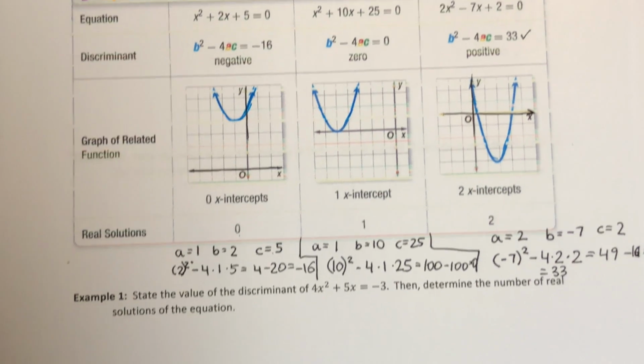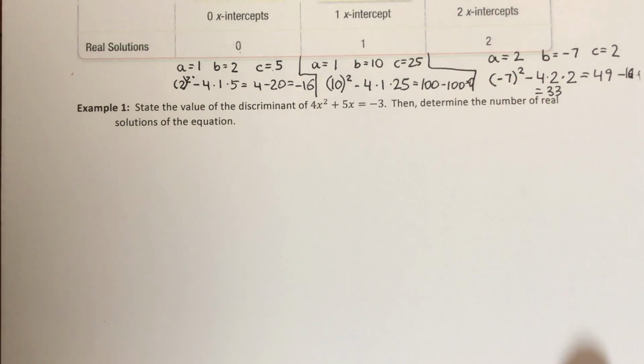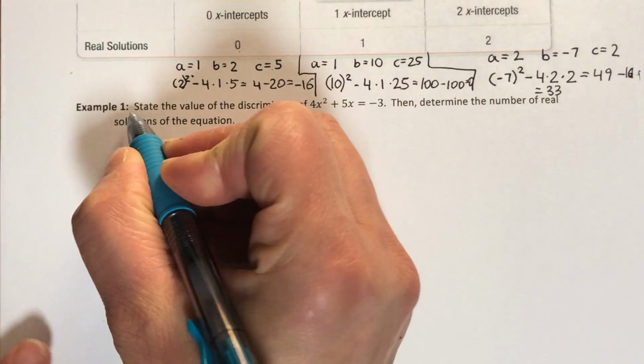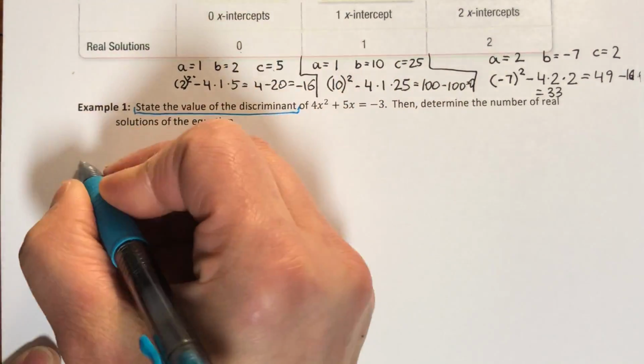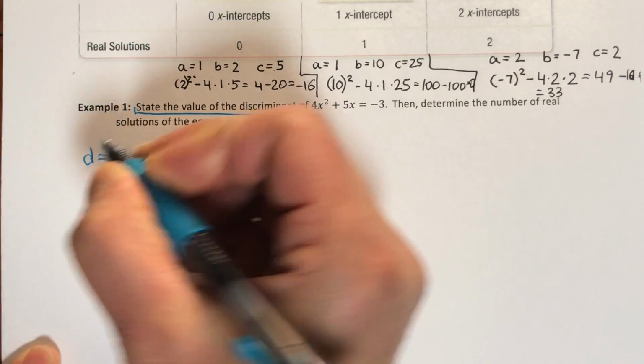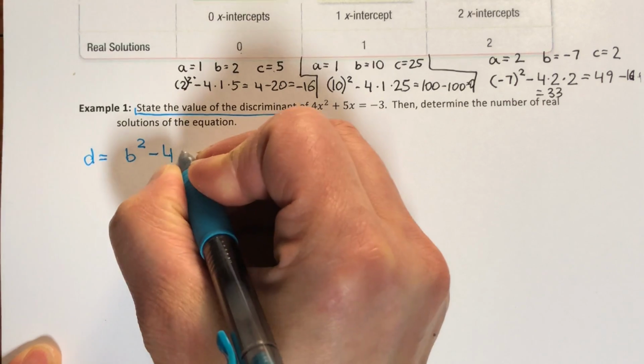Because this number is positive, I am able to state that there are two real solutions. Let's look at the example right here. We want to state the value of the discriminant. This is the first thing that we are going to do. The discriminant, I am going to use the letter D, and the formula is b squared minus 4ac.